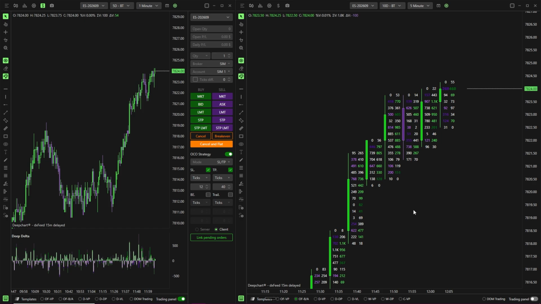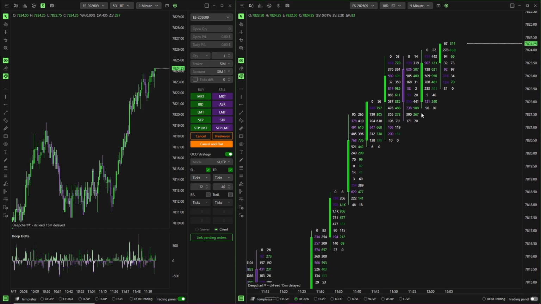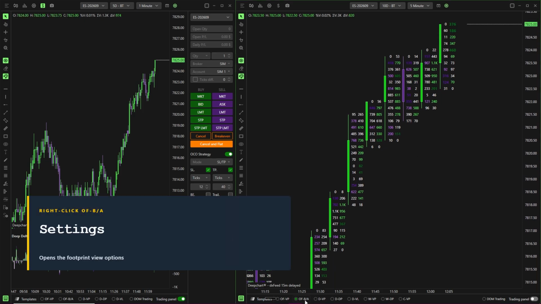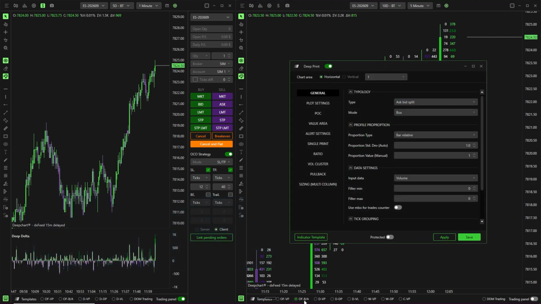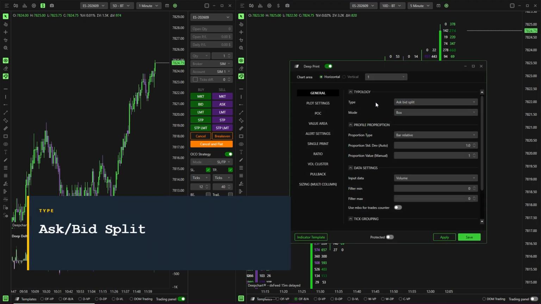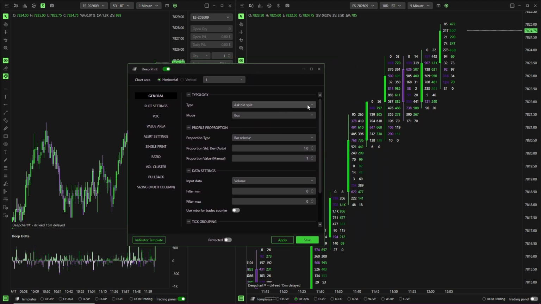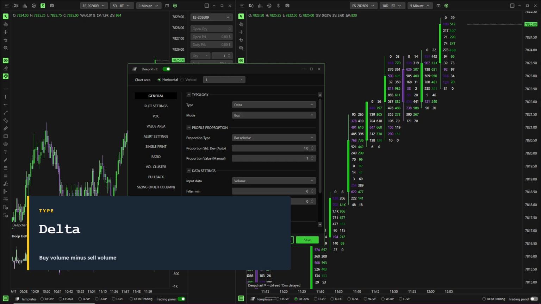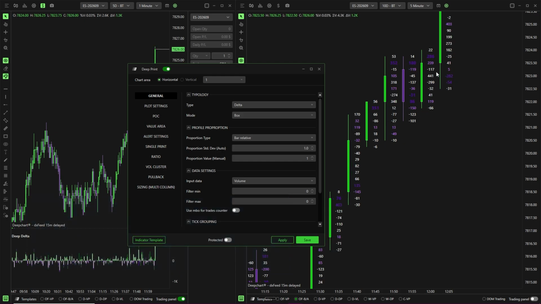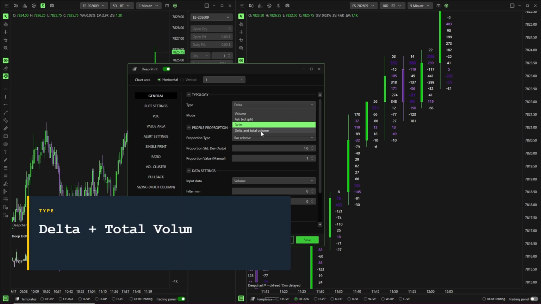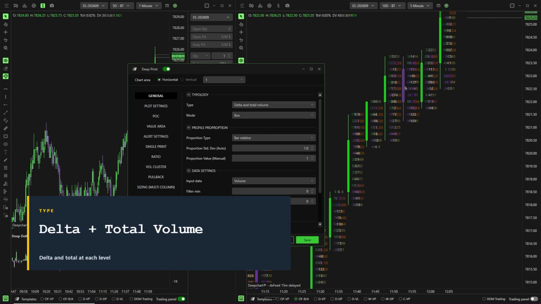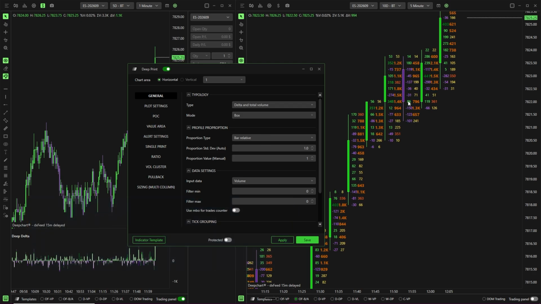There's a few different views that you can attach to this footprint chart. If you come down here to OFBA and right click, it'll bring up settings. And right now the type is ask bid split. But if we want to change that, just click on the drop down and we can do delta and then apply. So now we are seeing the delta at each price level. You can also see delta and total volume. So now it is showing the delta at each price level as well as the total volume.